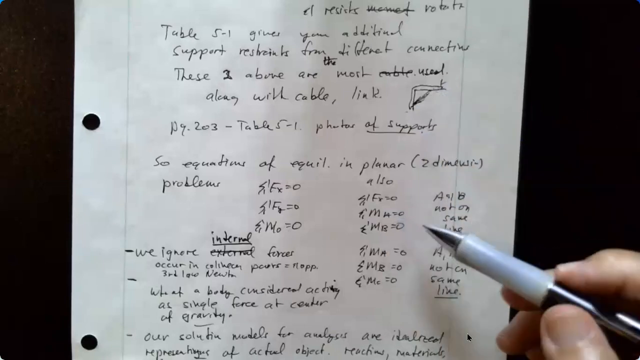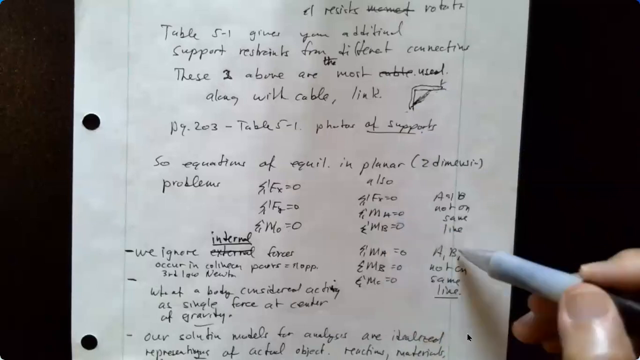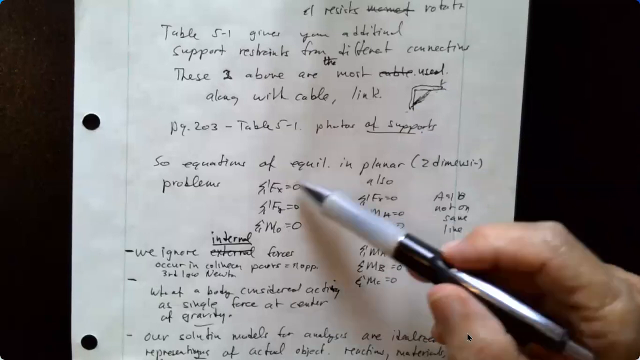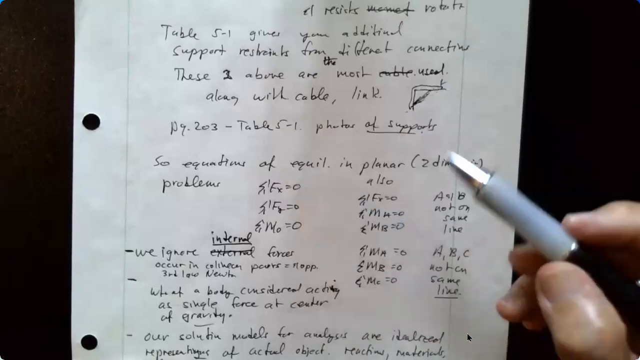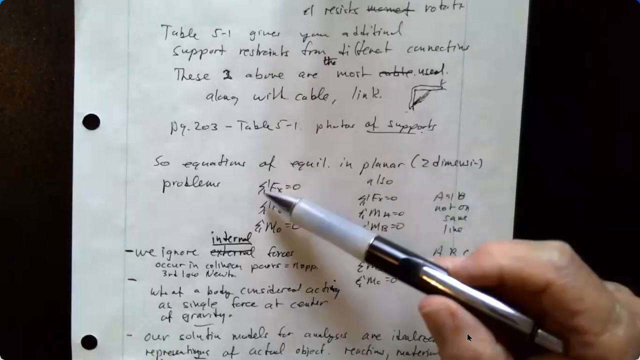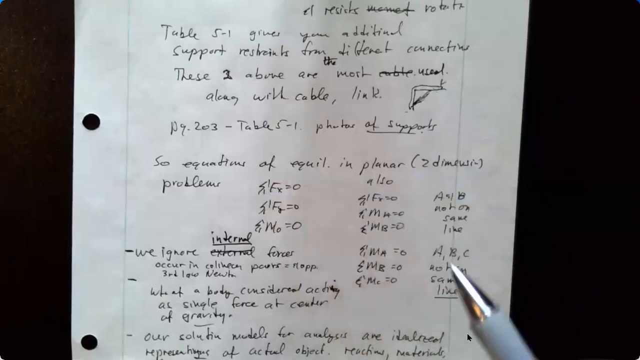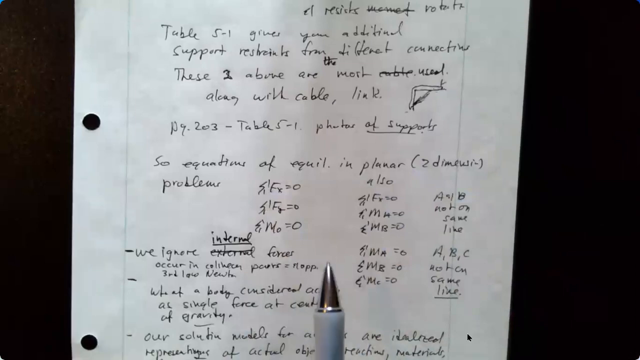You could also have sum of moments about A, sum of moments about B, sum of moments about C. A, B, and C are not on the same line. You can solve the problem without using forces in the X and forces in the Y equal to 0. Almost every problem we're going to deal with, we'll use these three equations: forces X, forces Y, and sum of moments equal to 0. And again, we ignore internal forces. They actually occur in collinear fashion, equal and opposite, cancel each other out. Newton's third law.